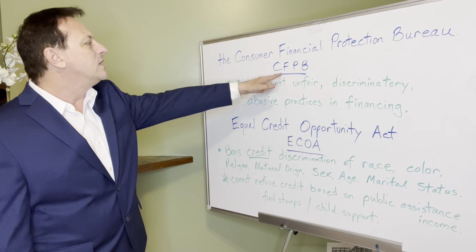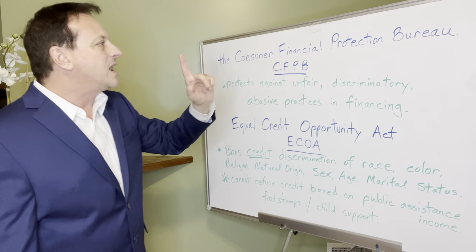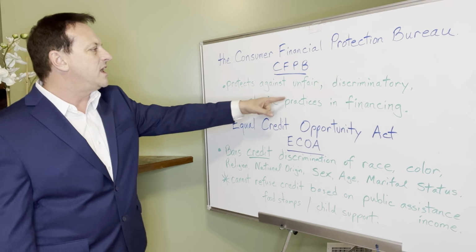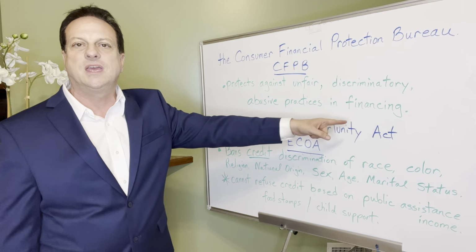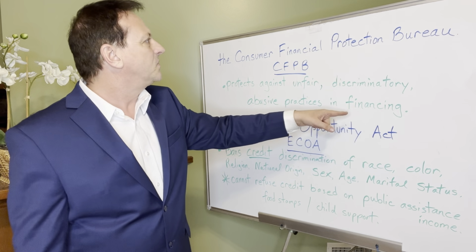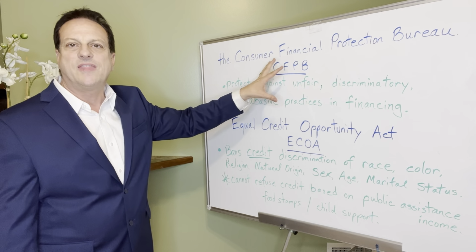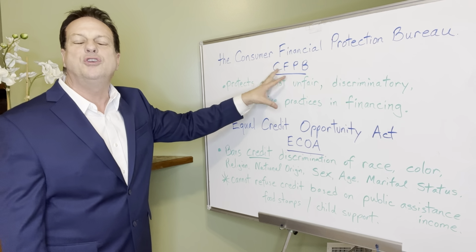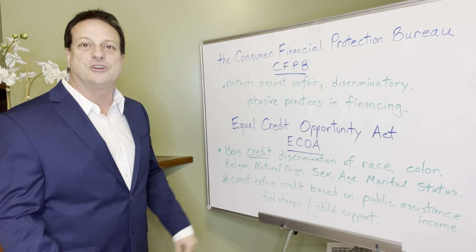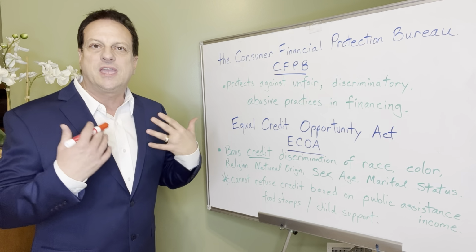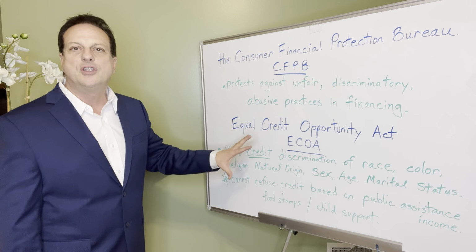I know CFPB is the Consumer Financial Protection Bureau, and I know it protects against unfair, discriminatory, abusive practices in financing. And when you see that, and that's not what the question's asking for, you can eliminate it. Think, aha, I know that's not the correct answer. That's how I want you to think in your mind as you go into this exam. That's how good I want you to know this.